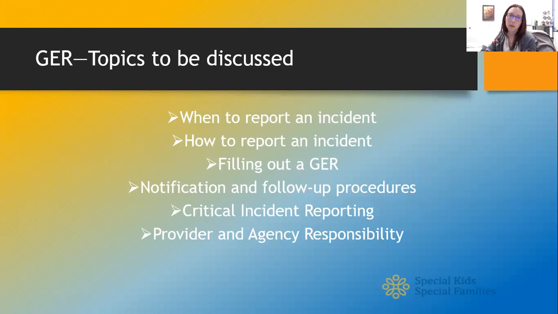Topics that we're going to be discussing will be when to report an incident, how to report an incident, filling out a GER, notification and follow-up procedures. This will be specific to Special Kids, Special Families, critical incident reporting, and then provider and agency responsibility.